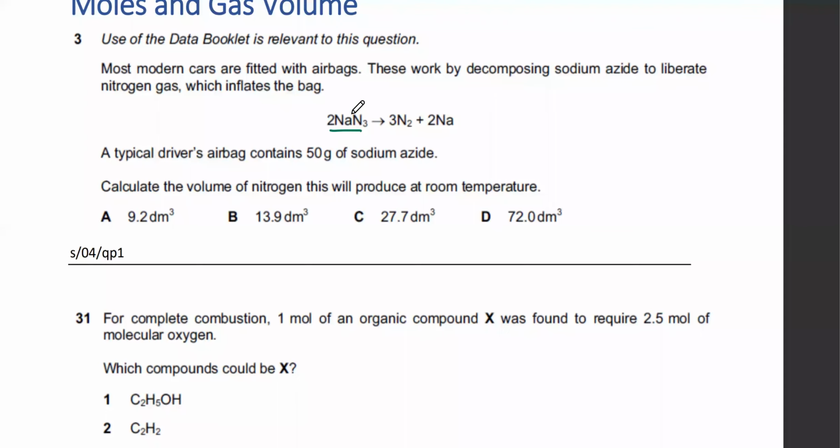You've got 50 grams of sodium azide. Can you find the moles of sodium azide? Can anyone quickly tell me what the moles are? 50 grams. Everyone try and calculate this quickly. I'm going to tell you the AR values: sodium is 23 and nitrogen is 14. What do you get for this?